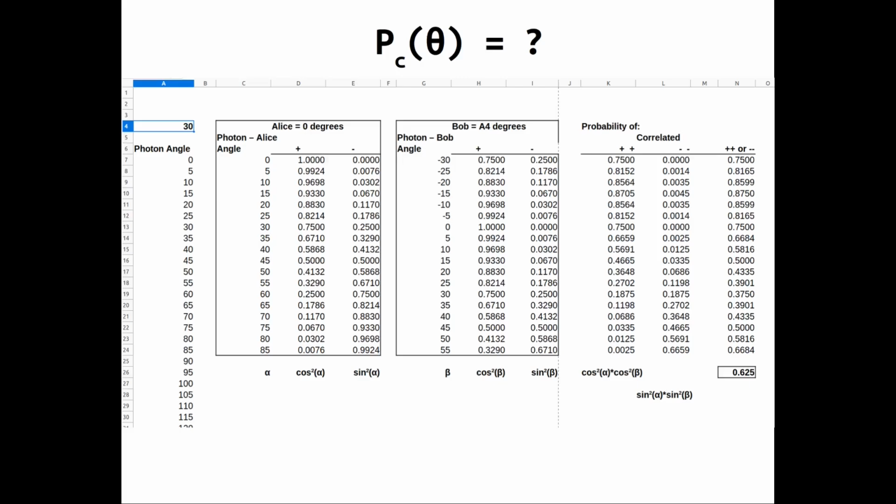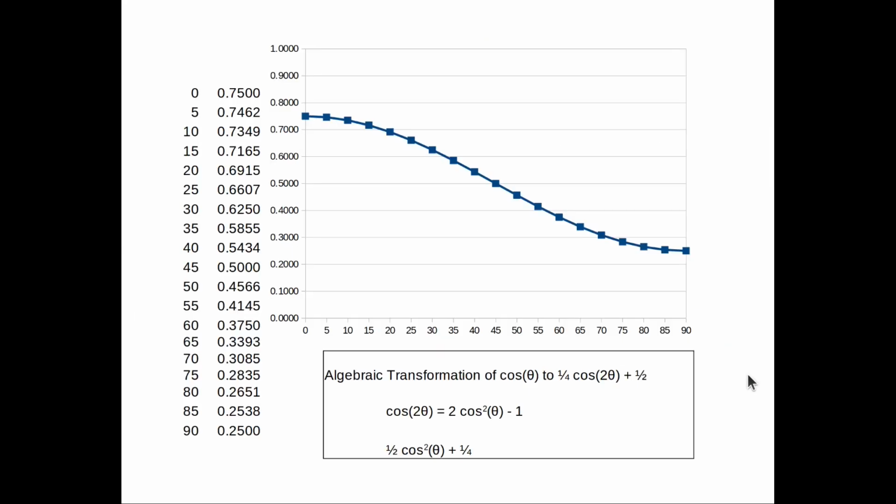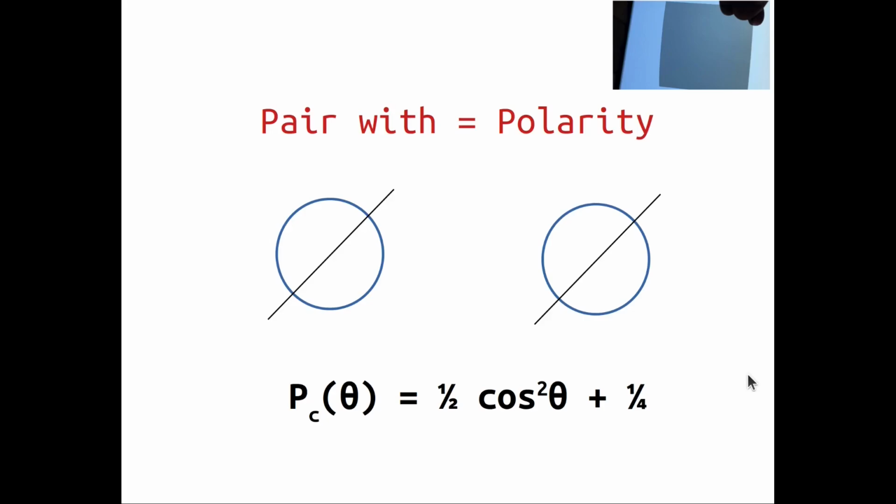We can put it into a simple spreadsheet whereby we can plug in a number. In this case, we plugged in a number of 30 degrees. And we end up with a correlation probability of 62.5%. We then systematically plug in different numbers, from 0 to 90 in this case, and we plot it all out. Take a look at the curve, and we do an algebraic transformation of cosine theta. This works out to being 1/4 cosine 2 theta plus 1/2. We notice the double angle, so we plug in the double angle formula. And finally, we end up with 1/2 cosine squared theta plus 1/4.